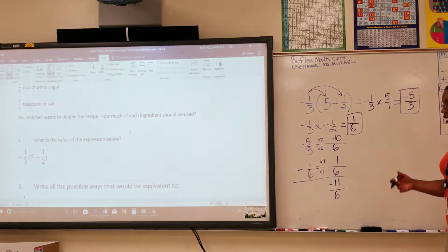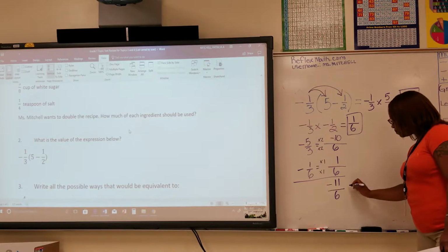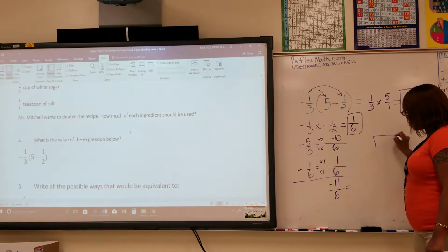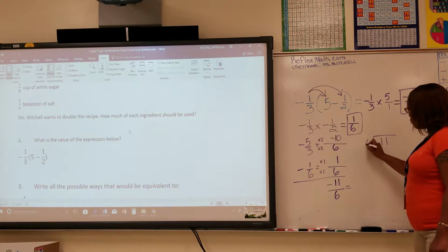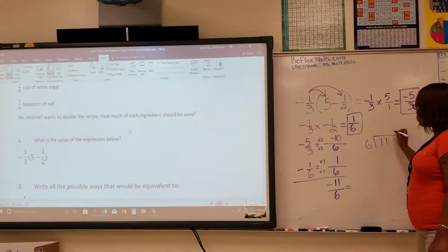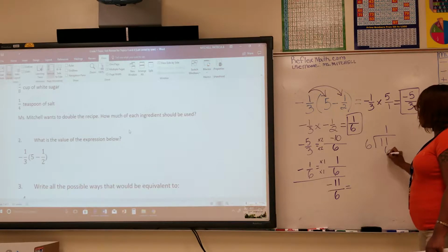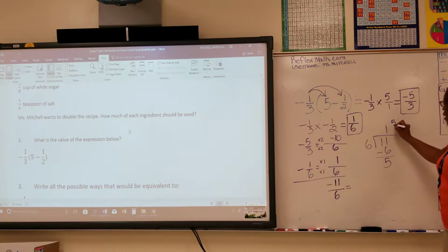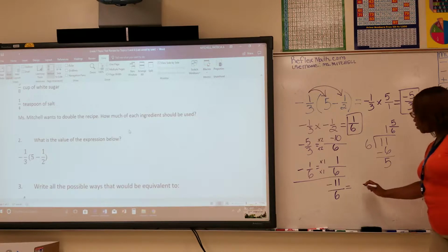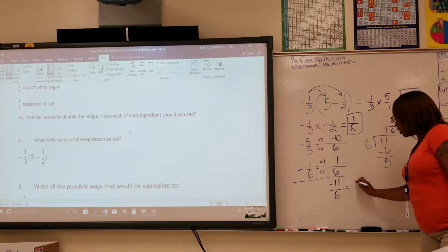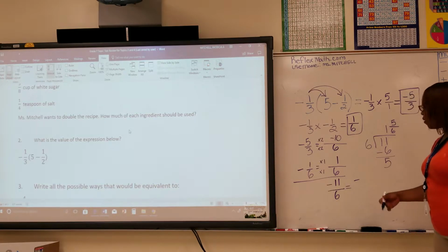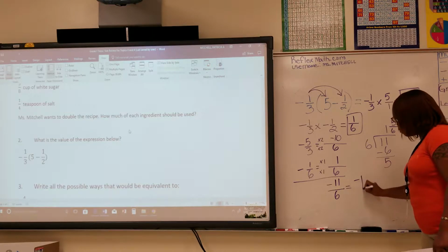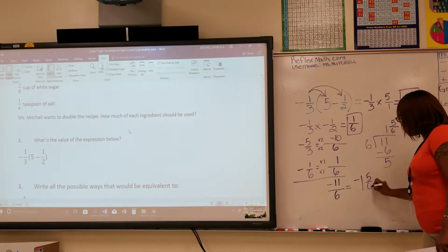And how do we do that? We just divide. 11 divided by 6. 6 goes into 11 one time. 6 times 1 is 6. 11 minus 6 is 5. So 5 is our numerator, and then we keep this 6 as our denominator. And remember, don't forget that negative sign. So now our answer will be negative 1 and 5 over 6.